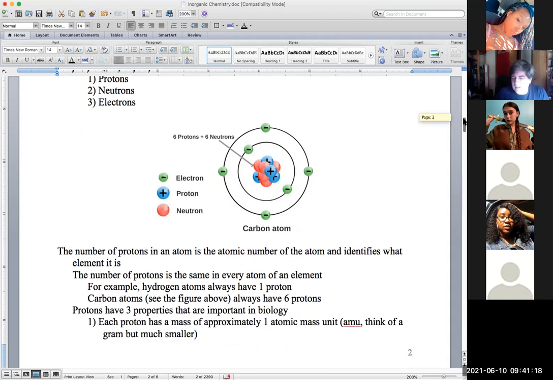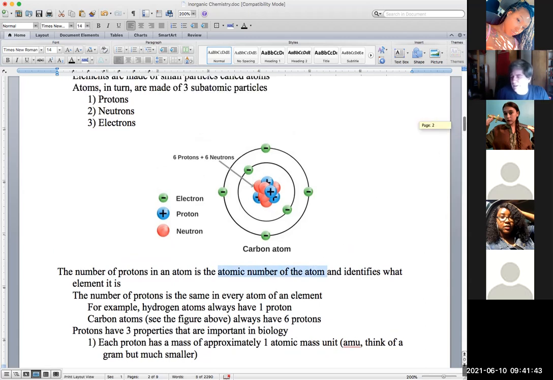This is what we study in a field of science called quantum mechanics or quantum physics. And it's very challenging. It's very advanced math. So let's think about protons first. The number of protons in the atom is what we call the atomic number of the atom, and this identifies what type of element it is.